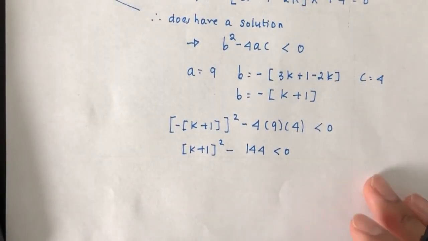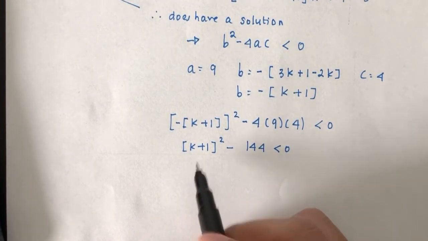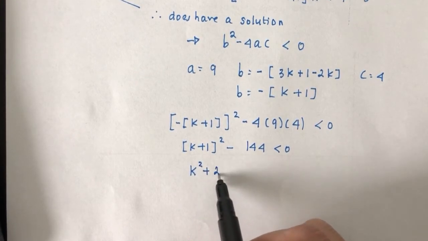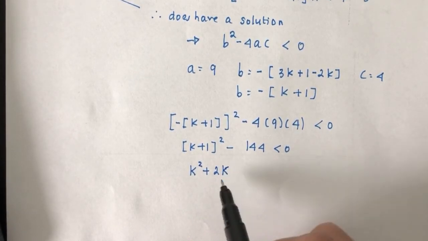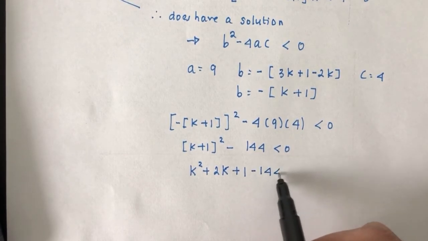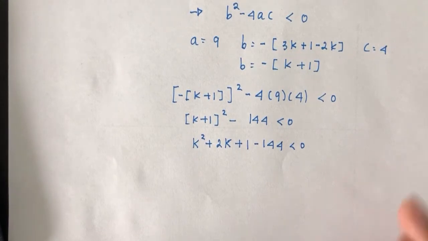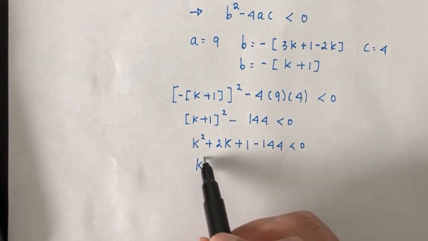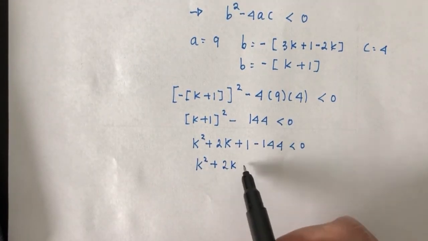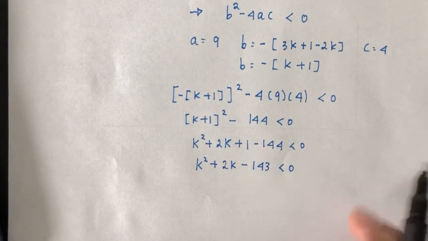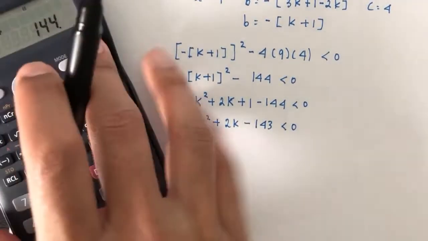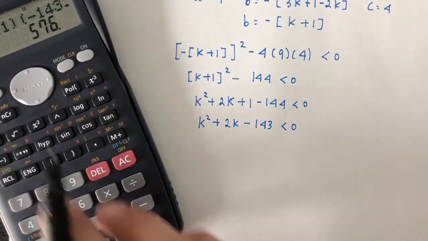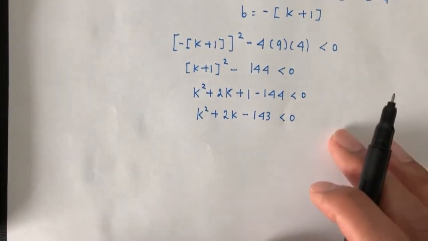So we can try to expand and solve. Let's see, what do we have? So here we can have k squared plus 2k plus 1 minus 144 is less than 0. So from this, what can we have? That will be k squared plus 2k minus 143 less than 0. So let's solve this equation. So b squared will be 2 squared minus 4a minus 143. So it is factorizable. So let's do that.